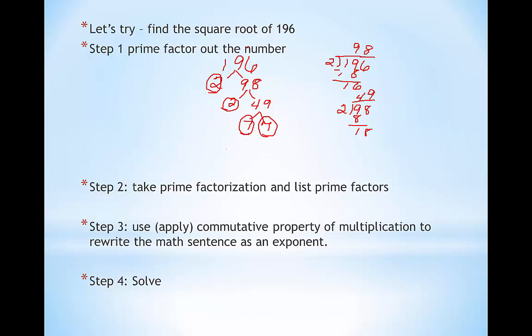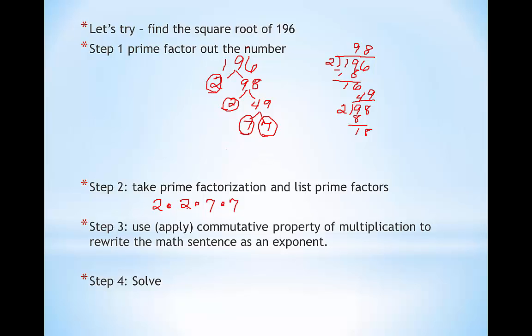Do you see how for the last few weeks we have been learning prime factorization and using the factor tree? This is why I've wanted you to keep using it instead of the other methods. We will continue to use methods 2 and 3 throughout the year. So now that I have listed my prime factors, I'm going to write them out here: 2 times 2 times 7 times 7.